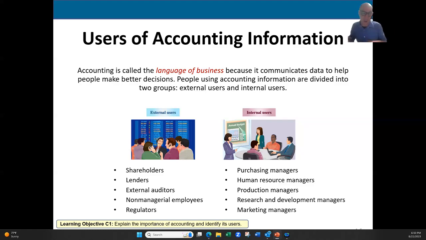The internal users are decision makers within the business. Examples would be purchasing managers, human resource managers. Yeah, they need to know accounting information. Definitely. Production managers, research and development managers, marketing managers, general managers, finance managers, everyone managers. Internal to the business, they use the financial information found on the income statement, balance sheet, statement of cash flows, statement of retained earnings to make decisions for the business. Absolutely.